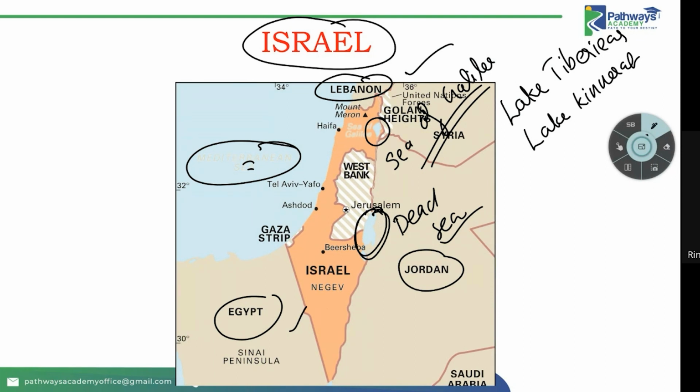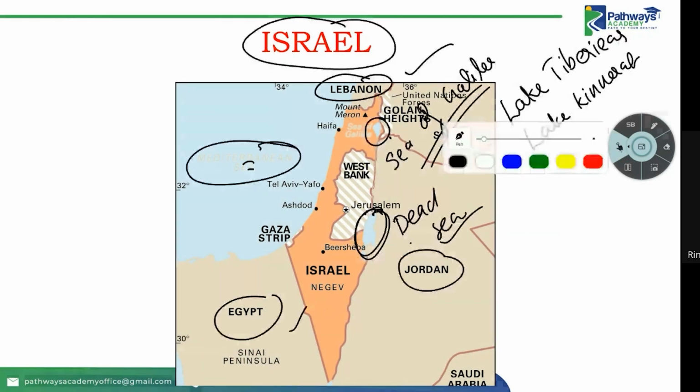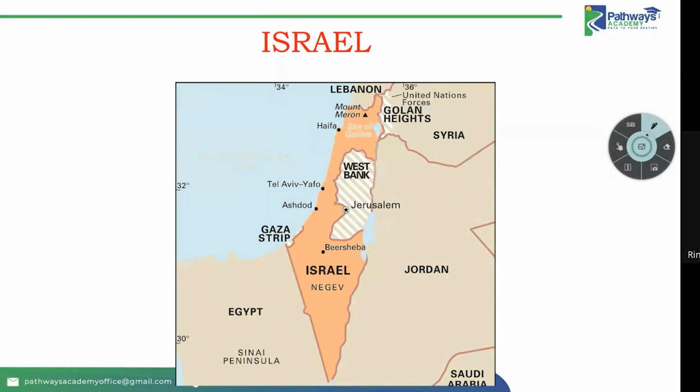In the western side, it is bounded by the Mediterranean Sea, and in the eastern side, it shares a border with the Dead Sea and Lake Tiberias or the Sea of Galilee. Okay, then another most important thing, before moving to the conflicted zone, we will discuss this Sea of Galilee. What is the significance of the Sea of Galilee?